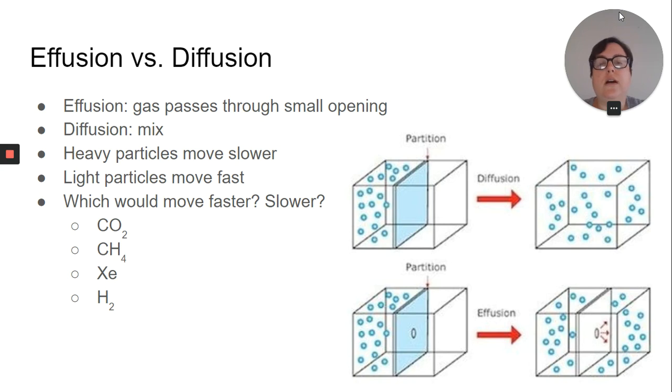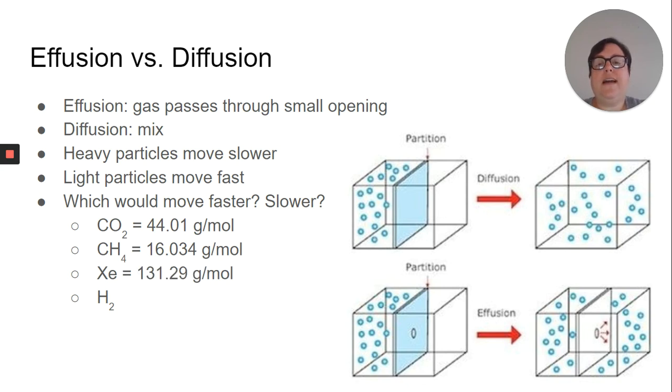So CO2, carbon and 2 oxygens, have a molar mass of 44. CH4, carbon and 4 hydrogens, is 16. Xenon is an element, so we just need to copy that one from the periodic table, 131. And then 2 hydrogen atoms would have a mass of 2. So which one would move the fastest? That would be the one that's the lightest, which is hydrogen. And the slowest would be the one that's the heaviest, which is xenon. So some of the problems are that simple, where all you're doing is comparing the molar masses.